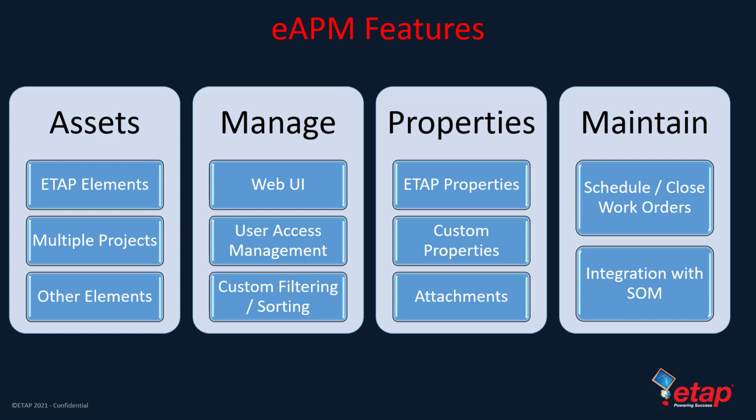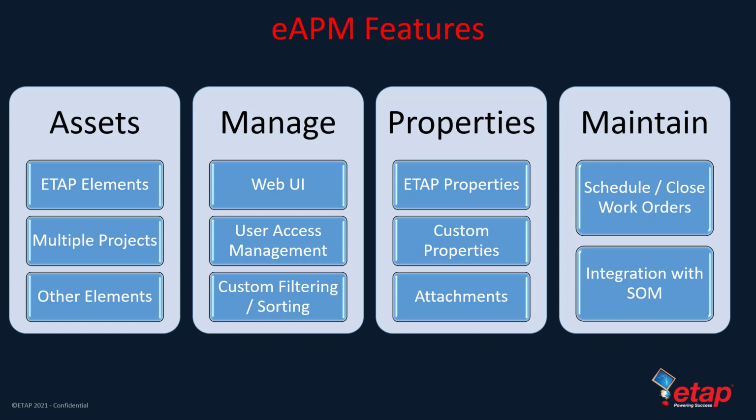You can manage everything through the same web UI. There's user access management built into it, and there's custom filtering and sorting for any information that you want to see, and it is all saved to your own user profile. Properties: you can bring in ETAP properties, so for instance your nominal voltages, your ampacity, all of that information that's stored in the ETAP model, you can bring into asset management and visualize on the web.